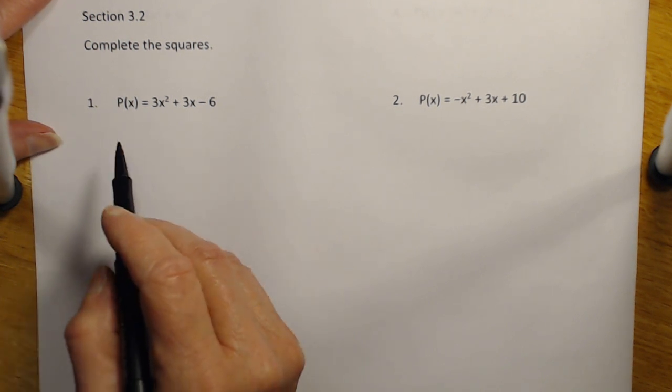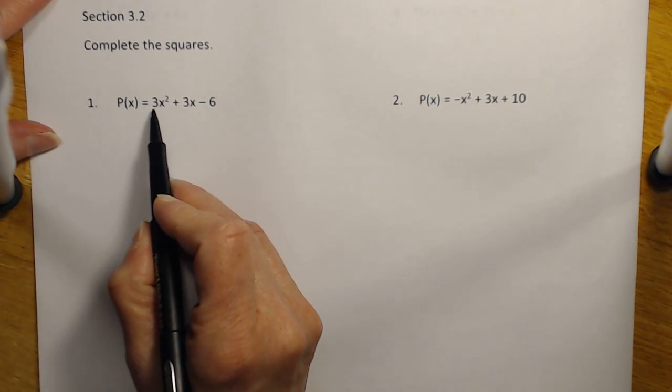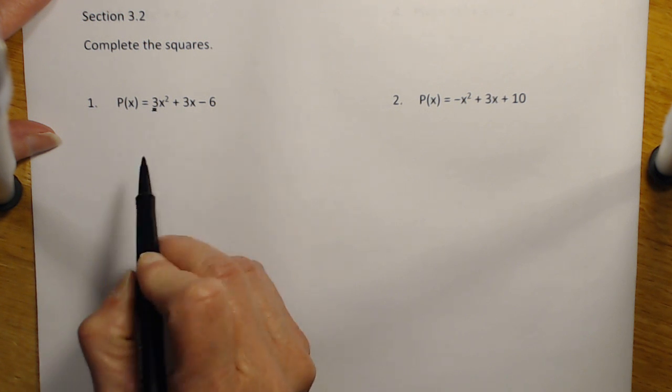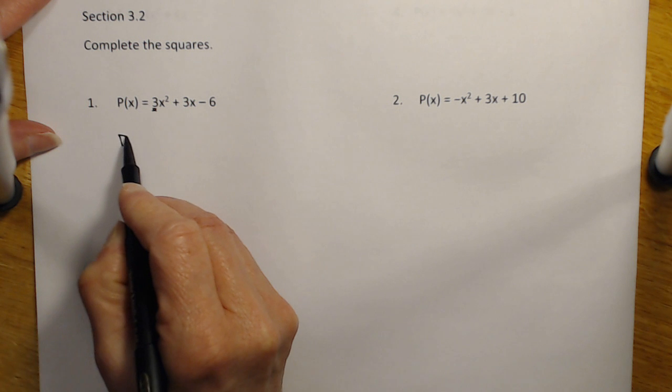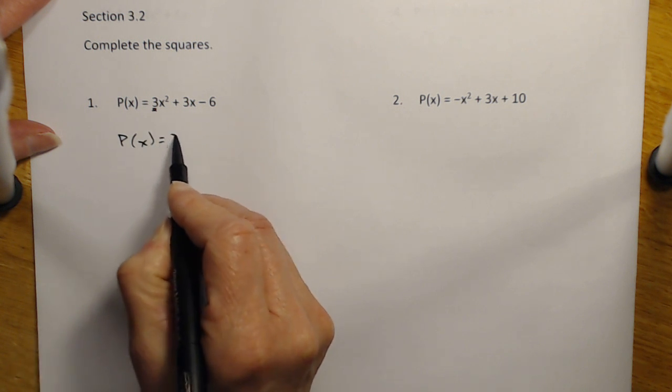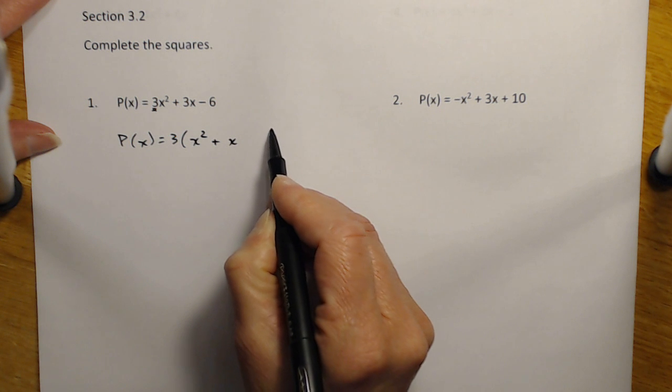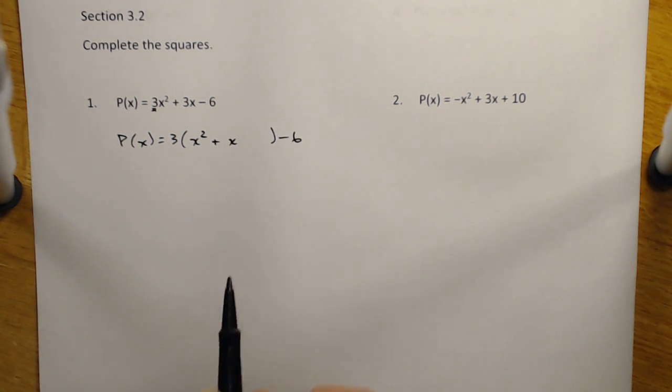Okay. So remember, there's just a few steps. The first thing we do is we have to factor out that leading coefficient, which in our case is a 3, just from the first two terms. So the 3, we take it out here. We have x squared plus x. We don't worry about the constant term, so we leave that outside.